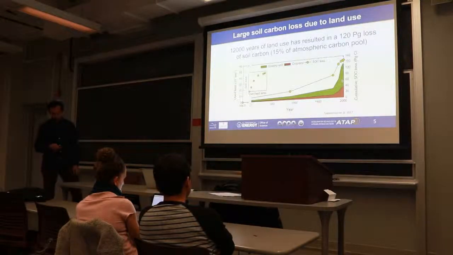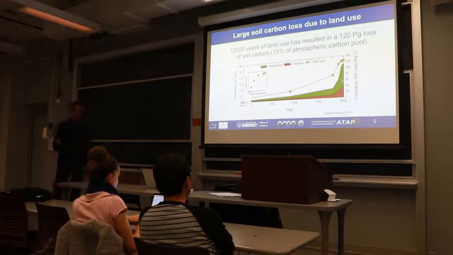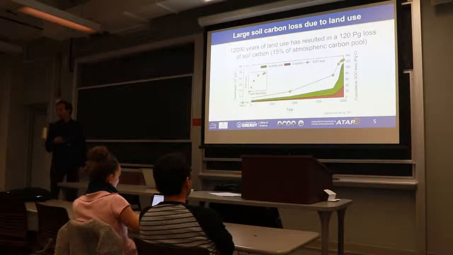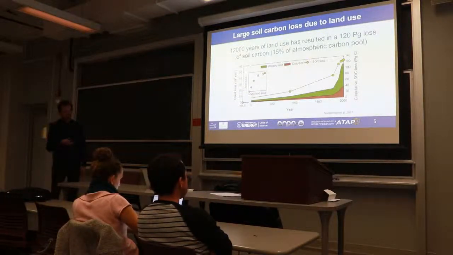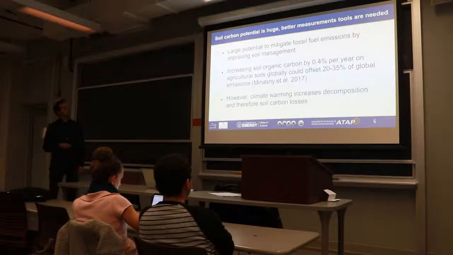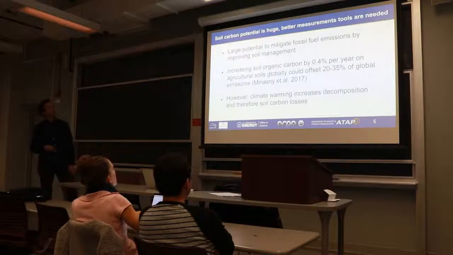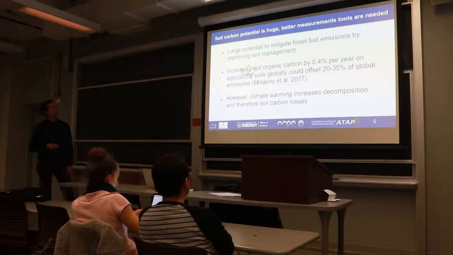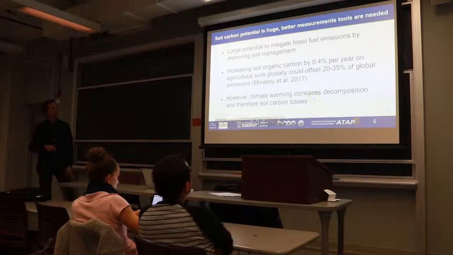And so in principle, if one could find a way to put the carbon back, there would be a huge potential for a carbon sink. You could really help fight global warming a bit. So there's a large potential to mitigate fossil fuel emissions by having better soil management or putting carbon back into the soil. If you just increase soil organic carbon by a small percent per year, where normally the concentration is on percent levels, you could offset like 20 to 35% of the global emissions. So there's a big potential.